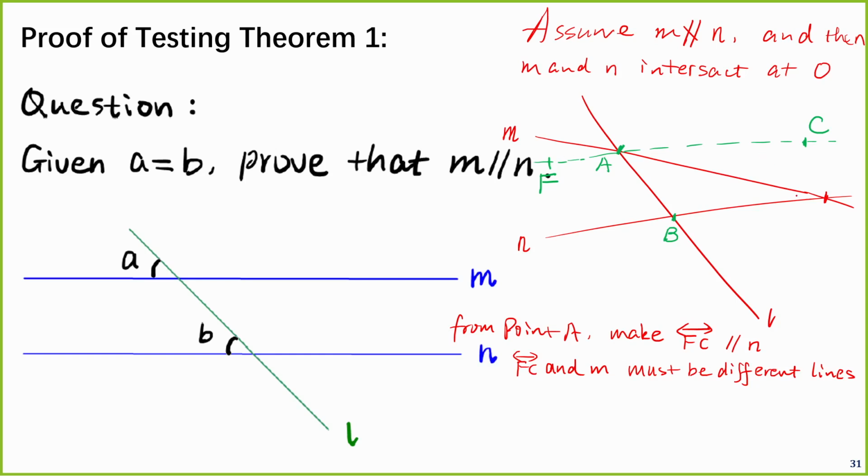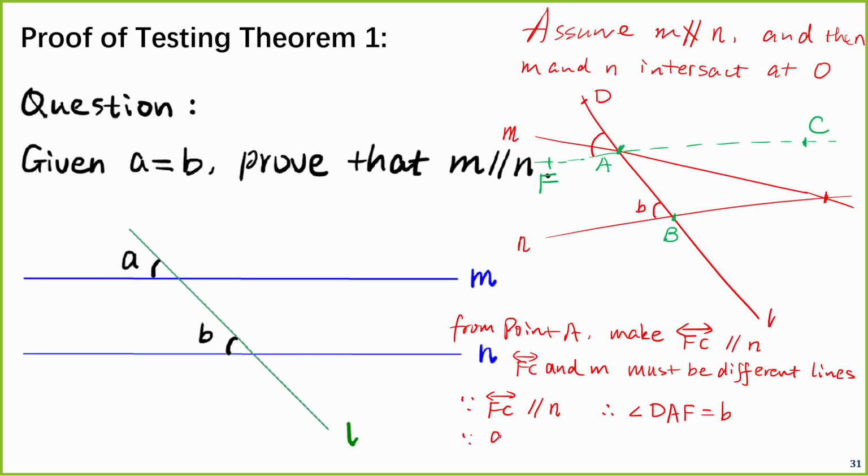Otherwise, FC must also intersect with N, right? So they must be different lines. Because line FC is parallel to N, we have angle D, or let's call this point here D, DAF equals angle B. Angle B is here. So this angle equals this angle, right?